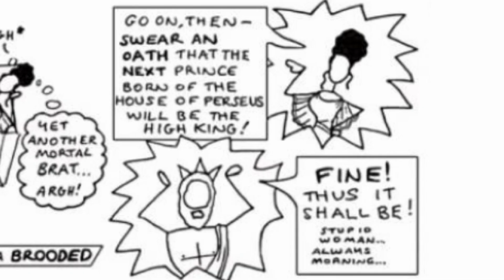The birth of Heracles. Zeus is bragging that his son was going to be born today and he's going to be High King. Someone of his bloodline is going to be born today, is going to be High King. And Hera is upset about this because yet another mortal brat is being born to her husband, who isn't really meant to be going around having brats with mortal women, and so she's very, very jealous. So she tricks Zeus. Go on then, swear an oath that the next prince born to the house of Perseus will be High King. Fine, says Zeus, thus it shall be. Stupid woman, always moaning.